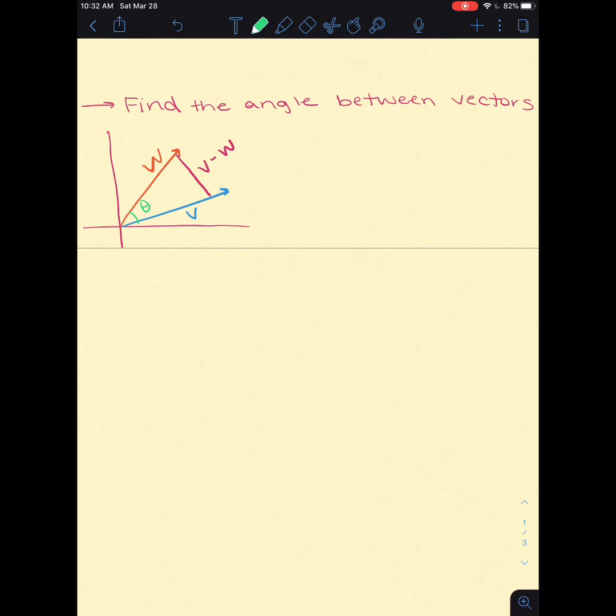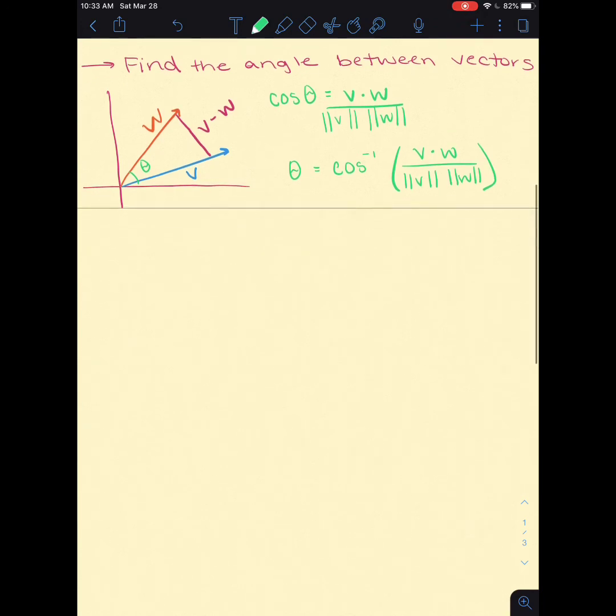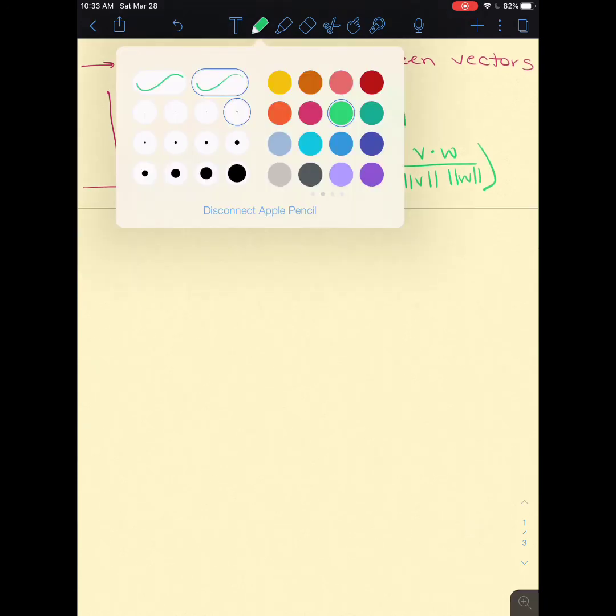So just so you have a picture to visualize. A little formula that you want to keep in mind, and we're using the essence of the law of cosines, is cosine theta equals v dot w all over the magnitude of v times the magnitude of w. And if you're trying to isolate theta by itself, you would have to do cosine inverse of the dot product of v and w all over their respective magnitudes. Okay? So just good to keep in mind as we go through some examples.